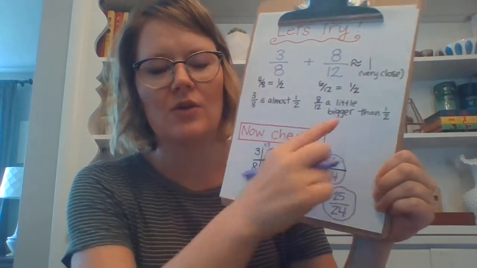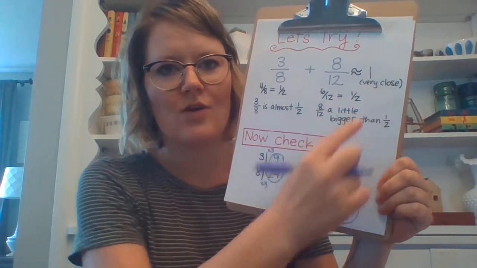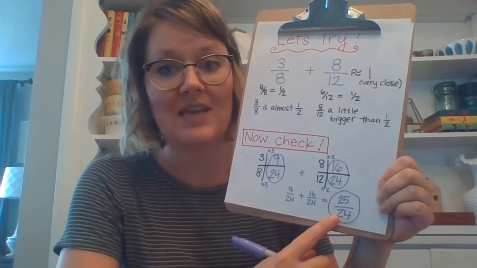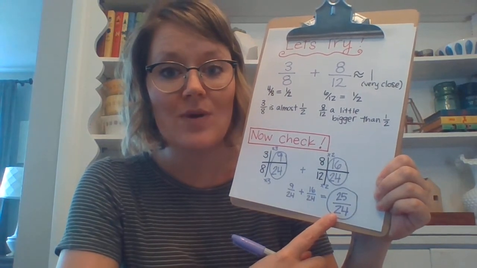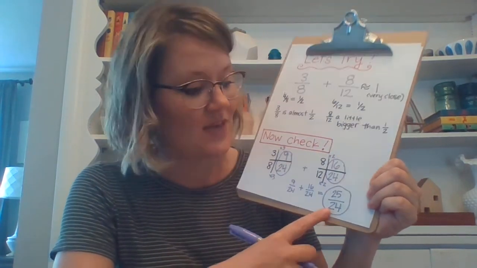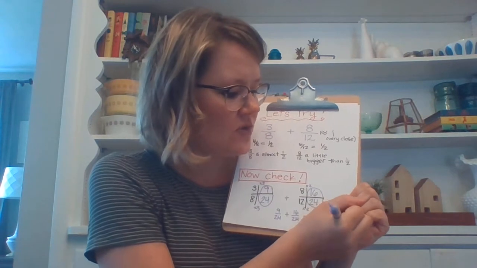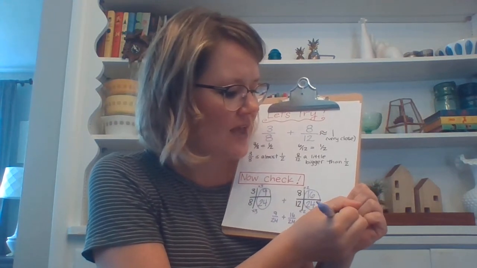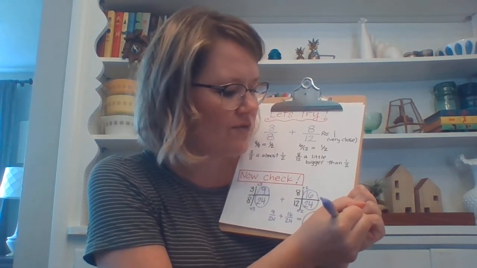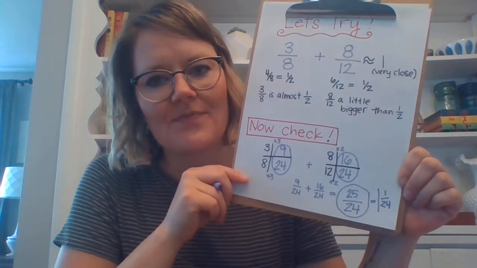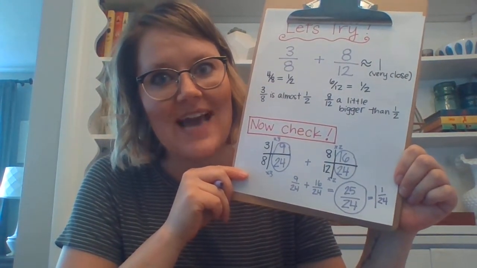Now, let's go back to our estimate. We said it would be close to 1. Well, 24/24 would be exactly 1, and you can see we were just 1/24 off because 25/24 is also the same as 1 and 1 little tiny 24th. So our estimate was accurate.